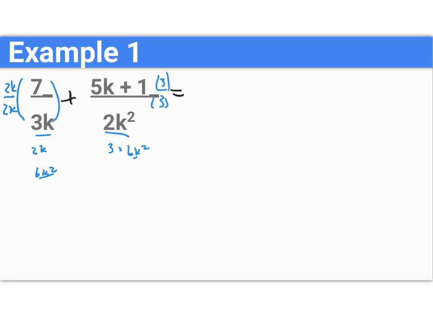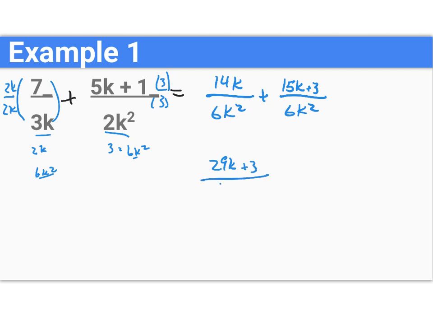Okay, so now 7 times 2k is 14k, all over 6k squared, plus, distributing the 3, you get 15k plus 3 all over 6k squared. So now let's combine. 14k and 15k is 29k plus 3 all over 6k squared. And this is as simple as you can get. You can't do anything else, so we are done.